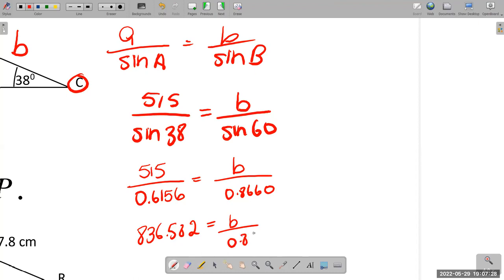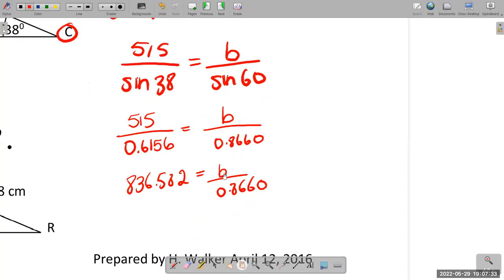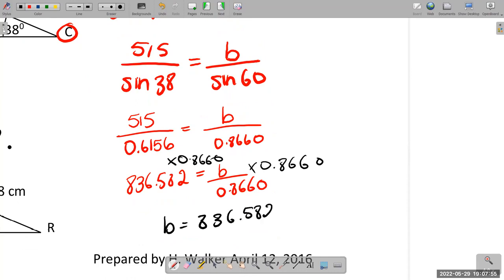How do I find B, guys? If I want B, what should I do? Multiply or divide? We transpose, right? But how? Yeah, you gotta get rid of what's in the denominator. So you multiply by 0.8660. What you do on one side, you do on the opposite side. So B essentially is equal to 836.582 times 0.8660. How much do we get?